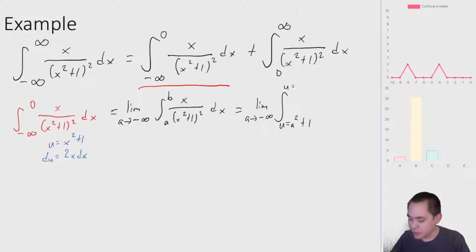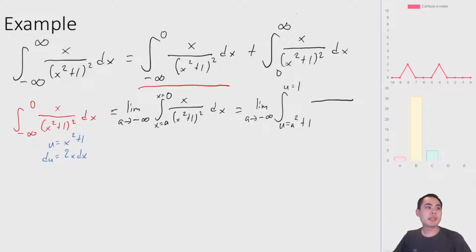Oh, that's a 0, sorry, that should be a 0. That's a 0, and so u is equal to 1. Here x was equal to 0, and we know that u is equal to x squared plus 1. And so we change the limits of integration.